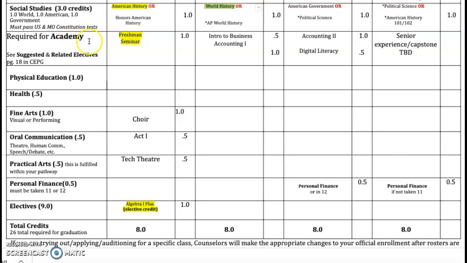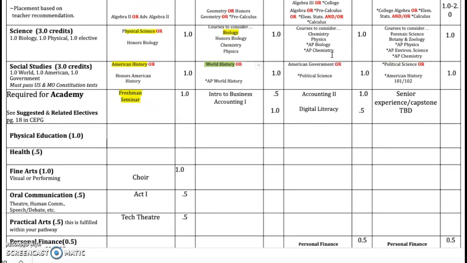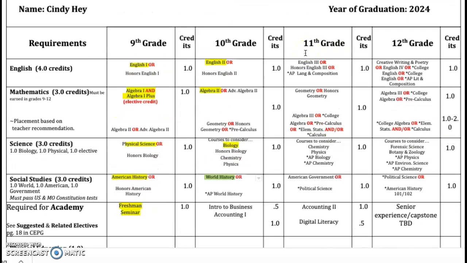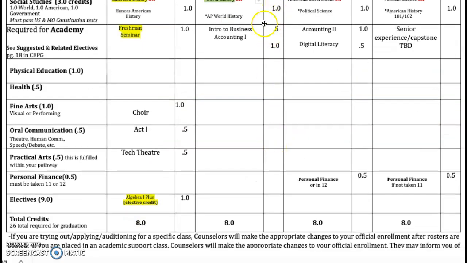Here's the other thing about this ICAP. My required classes for my academy are already listed there. So I know for sure next year I need to take Introduction to Business, which is a semester class, and Accounting 1, which is a full year. It also tells me I need Accounting 2 and Digital Literacy for my junior year. And then my senior year, I'm not sure yet, but I'll be doing something for my capstone. So I know already I'm taking 1, 2, 3, 4, 5.5 credits next year.